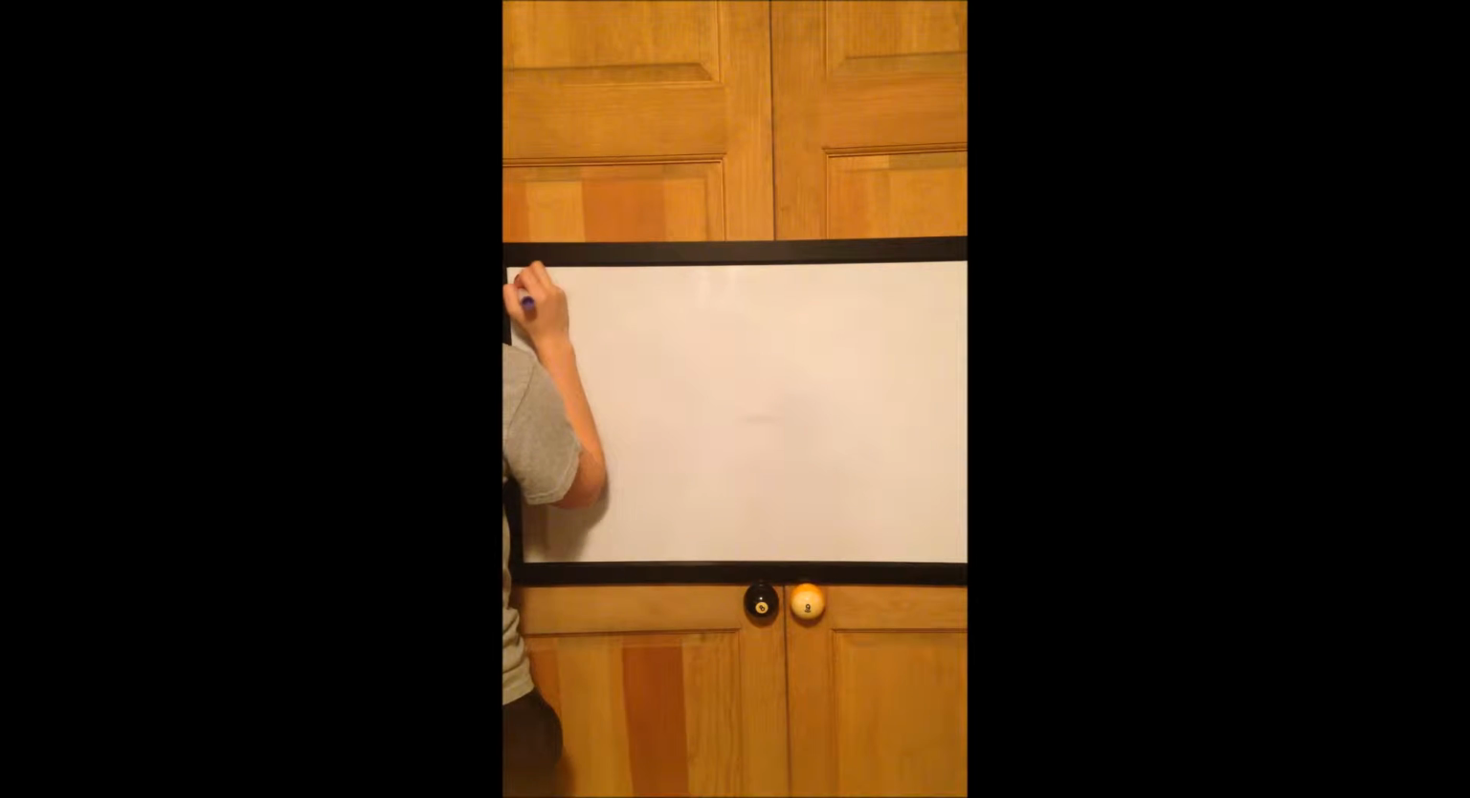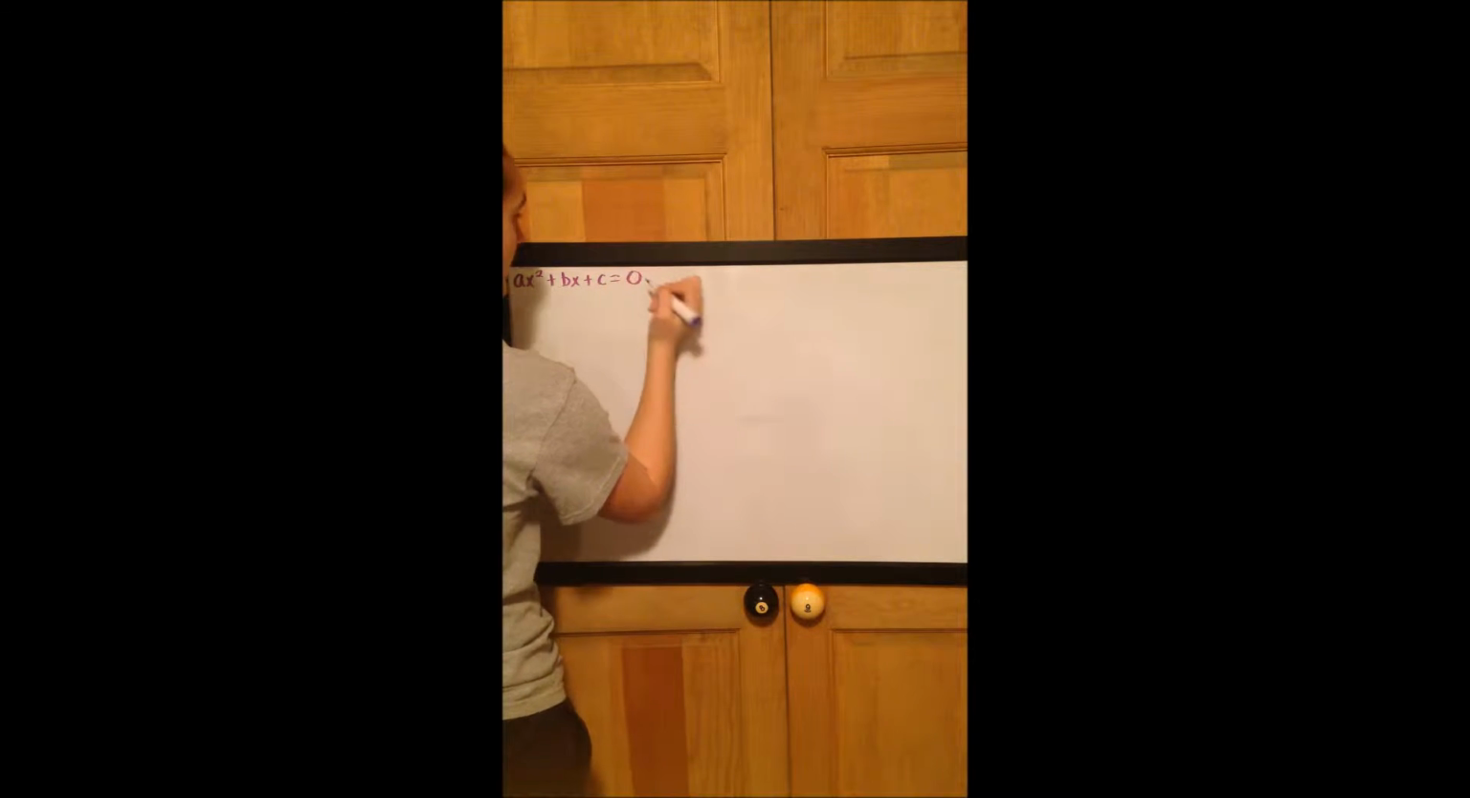Hi, my name is Emily Grenier, and I'm going to teach you how to derive the quadratic formula from a quadratic equation written in standard form. Now, the quadratic equation written in standard form is this: ax squared plus bx plus c equals 0.